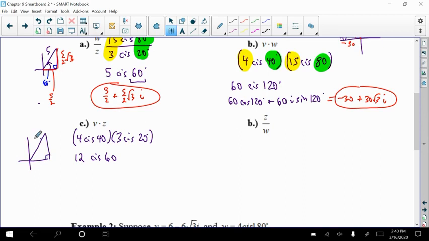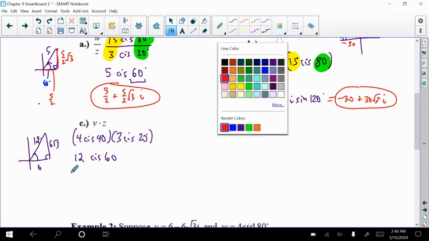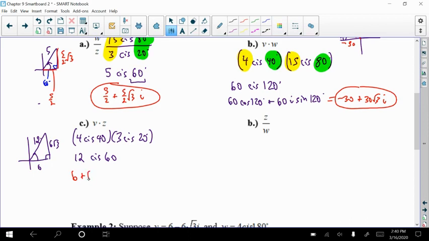So then 12 is the hypotenuse, and 60 degrees is my reference angle. So opposite 60 would be 6 root 3, and this is 6, to make that 30-60-90 triangle. And again, this 6 root 3 is in the i direction, but I'm not going to write that until my final answer, 6 plus 6 root 3 i.